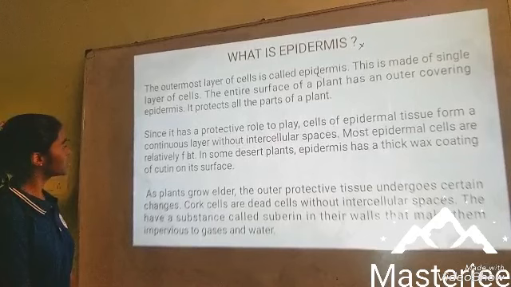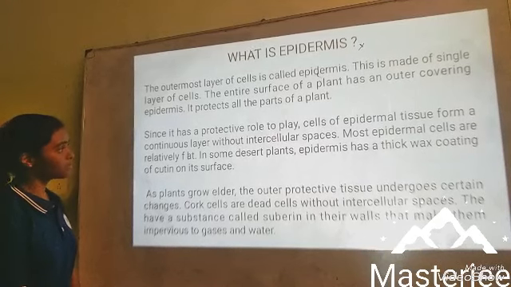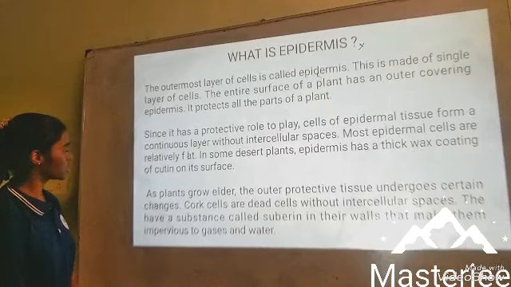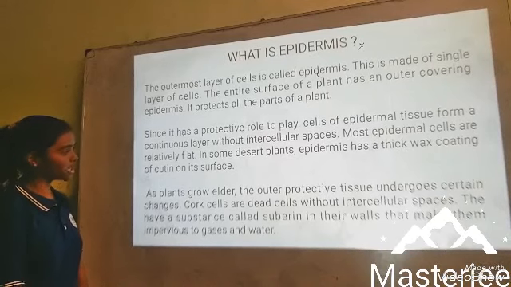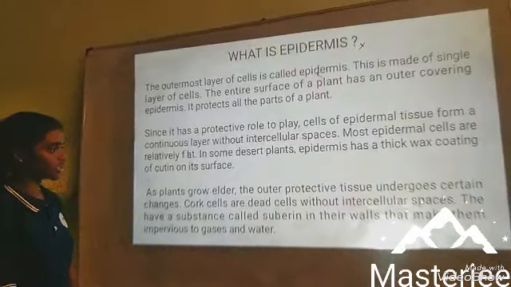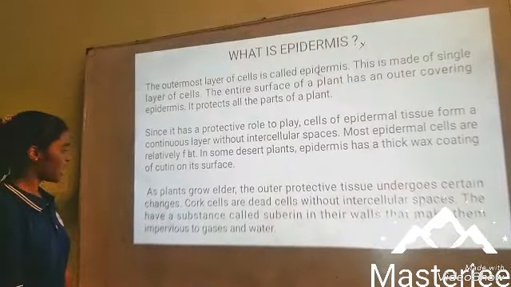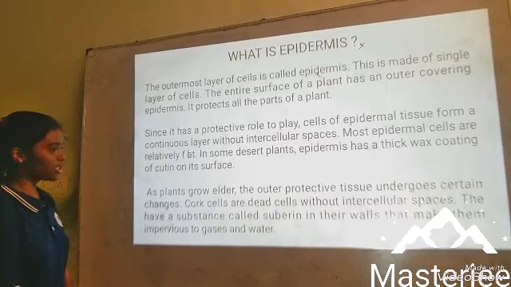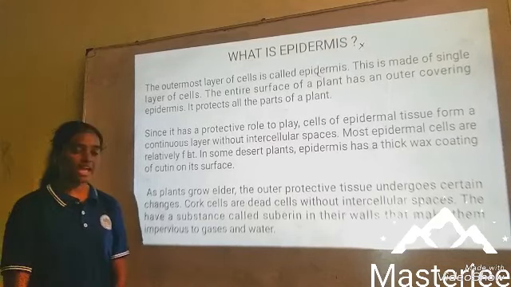Most epidermal cells are relatively flat. In some desert plants, the epidermis has a thick wax coating on its surface. As plants grow older, the outer protective tissue undergoes certain changes. Cork cells are dead cells without intercellular spaces. They have a substance called suberin in their walls that makes them impermeable to gases and water.